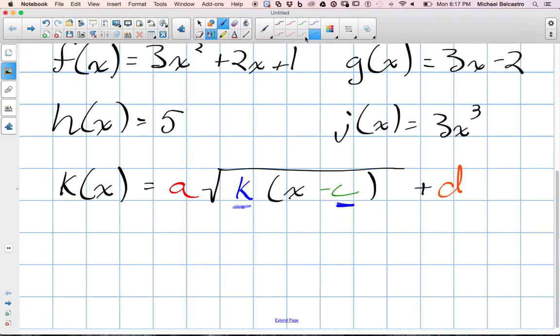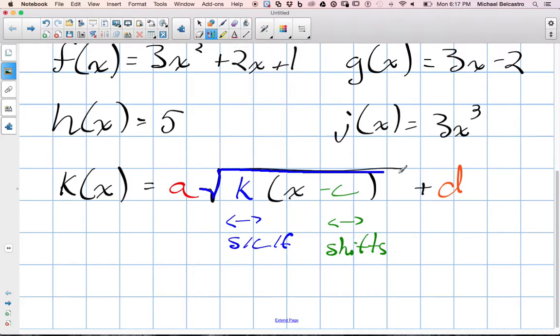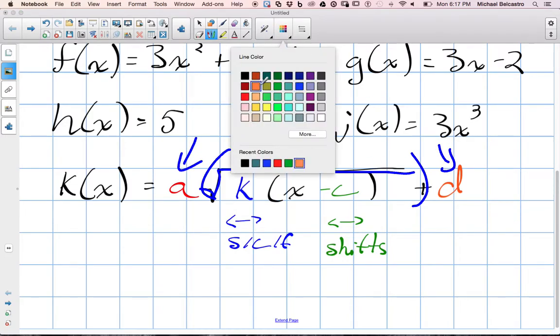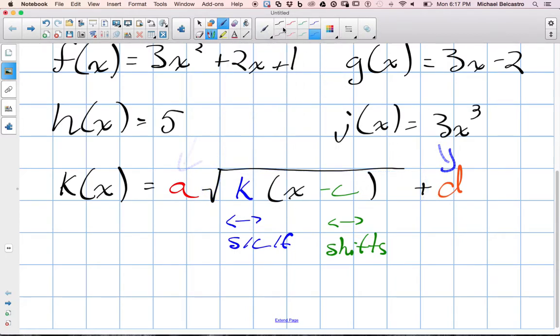C deals with horizontal shifts, and we're going to talk about exactly how. K deals with horizontal stretches, compressions and flips. So S, C, and F: stretches, compressions, and flips. Can you memorize those letters? Okay, good. And then anything outside the function, so it's not under our root, it's technically outside our function, that's our a and our d, and they deal with vertical things. So d deals with vertical shifts, so moving the function up and down.